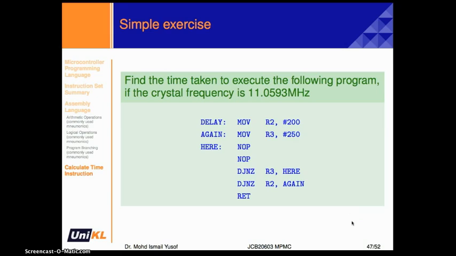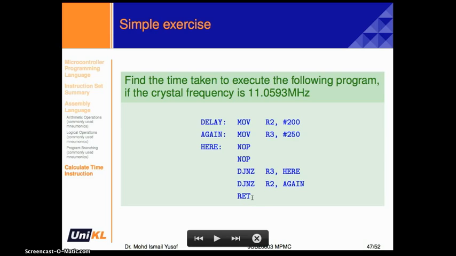Okay, now let's look at this example, or this exercise. Find the time taken to execute the following program if the crystal frequency is 11.0593 megahertz. Okay, the first line is DELAY. DELAY is just a label. So move decimal value 200 into register R2, and then move 250 into R3. No operation, no operation. DJNZ R3, HERE, then DJNZ R2, AGAIN, and then return.